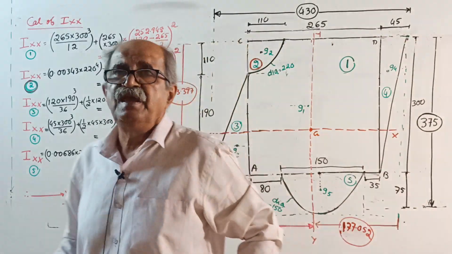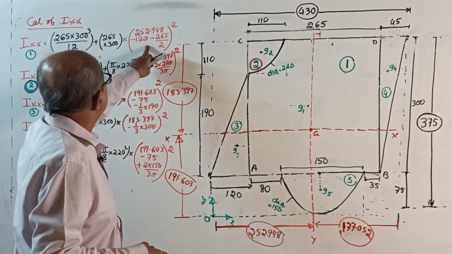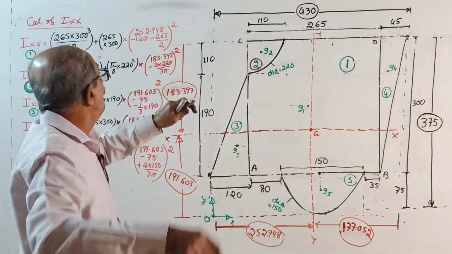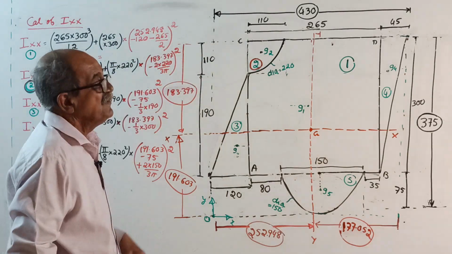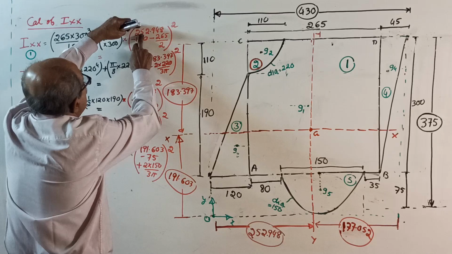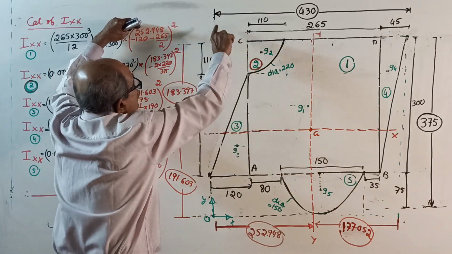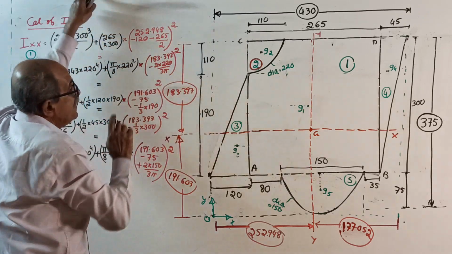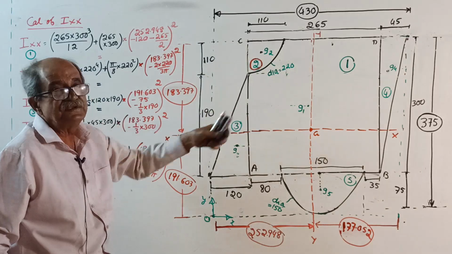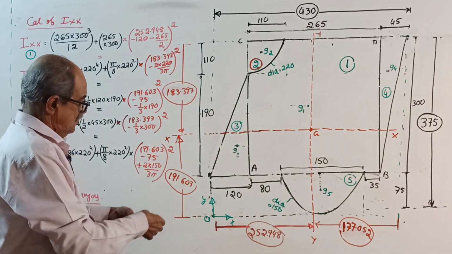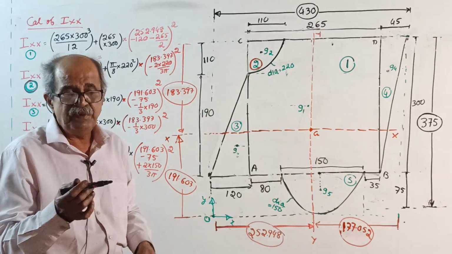Start Ixx. See, the last term H, you should write horizontally, not one below the other. Here, there is a space problem. See, you should write 252.948 minus 120 minus 265/2, close the bracket square. Don't write this way, because if I write that way, the sketch is spoiled. Okay, start. Today, I will explain briefly once again.